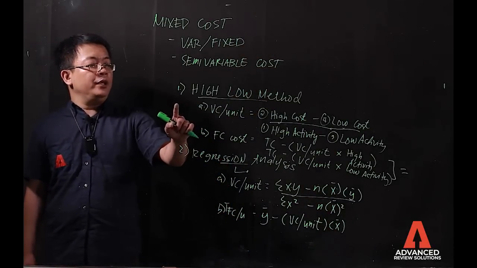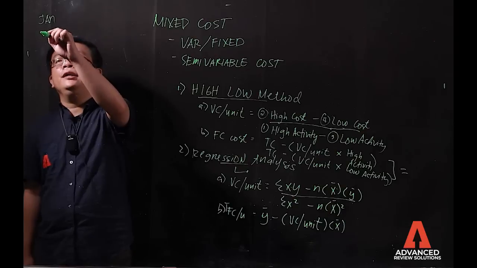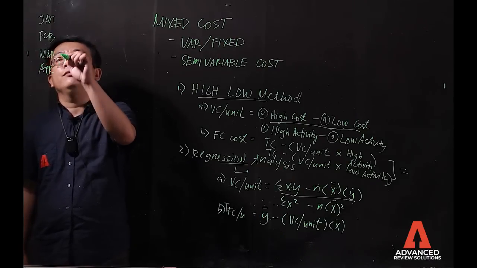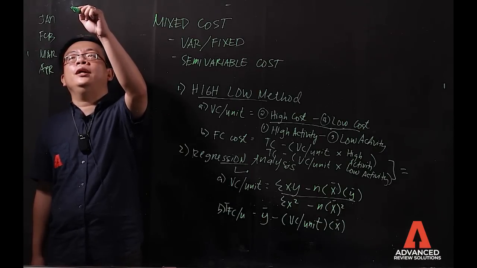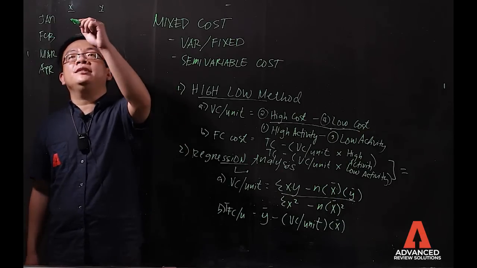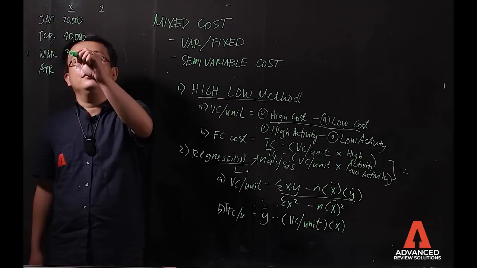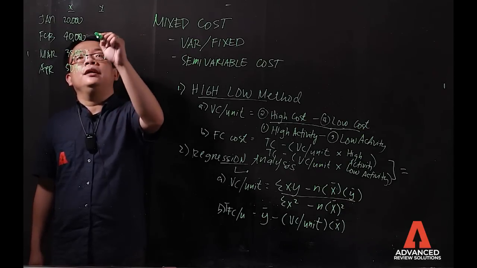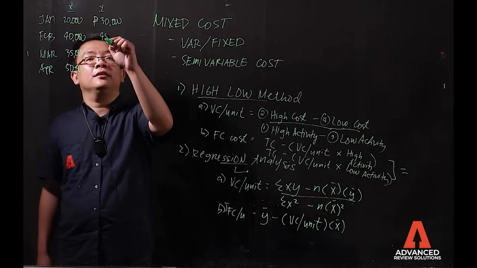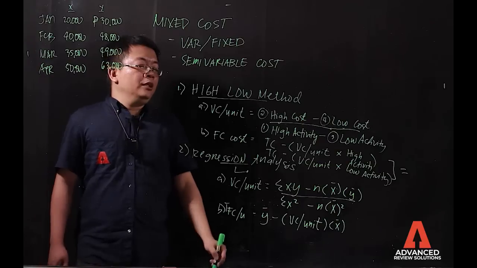In order for you to compute for the high-low method and the regression method, for example, let's say you have January, February, March and April. This is your activity X, miles driven, and Y is your cost. Miles driven is 20,000 for January, 40,000, 35,000 and 50,000. And your cost in Philippine peso is 30,000, 48,000, 49,000 and 63,000. High-low method first.